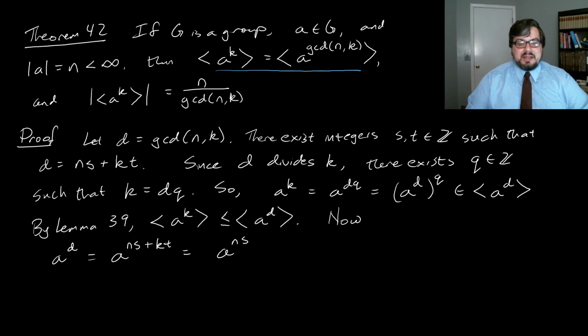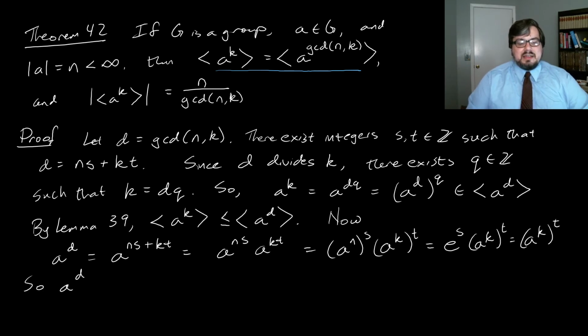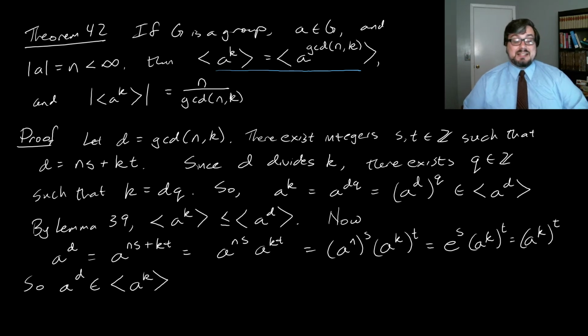Splitting this up, that's a to the ns times a to the kt. Now we'll write this as a to the n to the s times a to the k to the t. Now a to the n is the identity, because n is the order of a. So that's e to the s times a to the k to the t, which is a to the k to the t. But that means that a to the d is a power of a to the k. That means that a to the d is an element of the cyclic subgroup generated by a to the k.